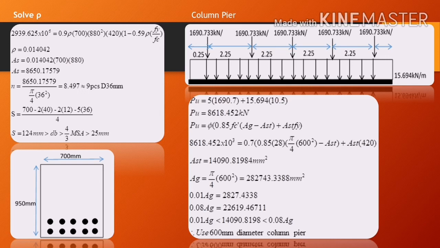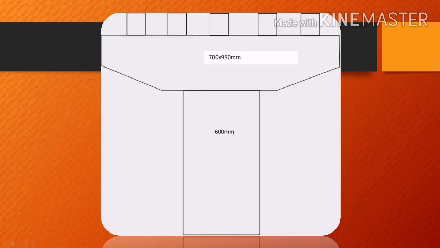14,090.81984 millimeters squared. To check if the section is adequate, the computed value must be greater than 0.01 Ag but less than 0.08 Ag. Therefore, we can conclude that 600 mm diameter column pier would be adequate. The final design would be 700 by 950 mm for the pier cup and 600 mm diameter for the pier column.